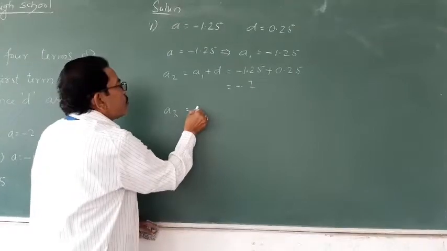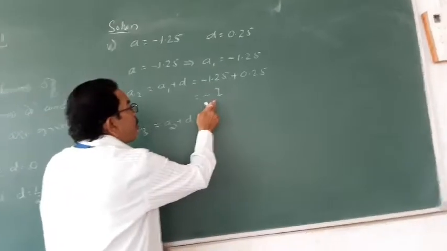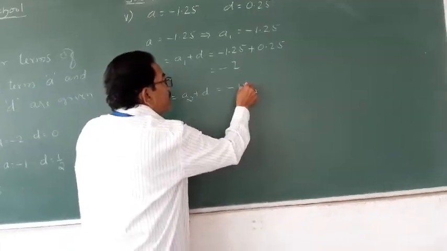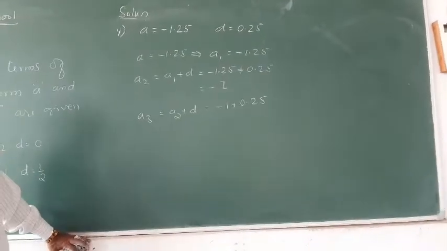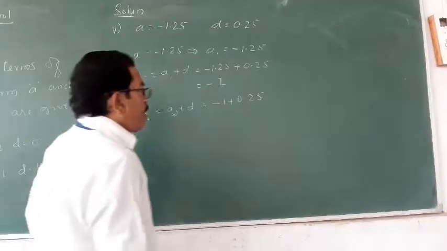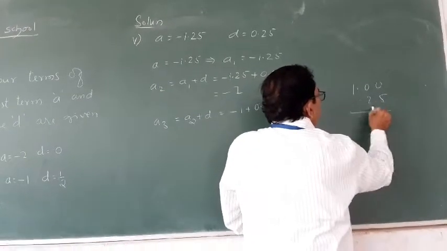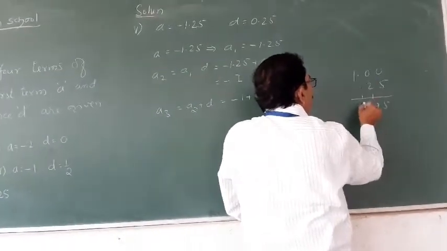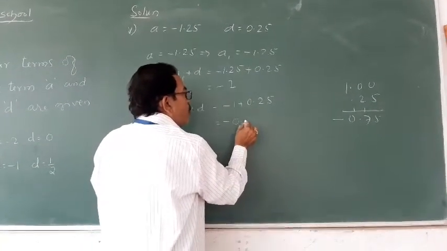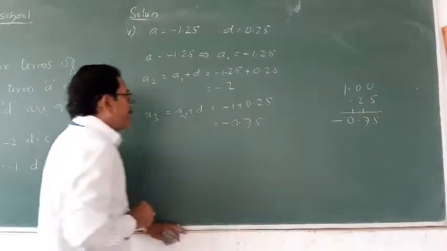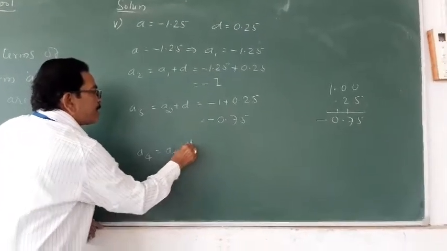Then A3 equals A2 plus D. A2, what we have got? Minus 1 plus 0.25. Minus 1 plus 0.25. Here 1.00, 0.25, that is minus 0.75. Next A4. A4 equals A3 plus D.